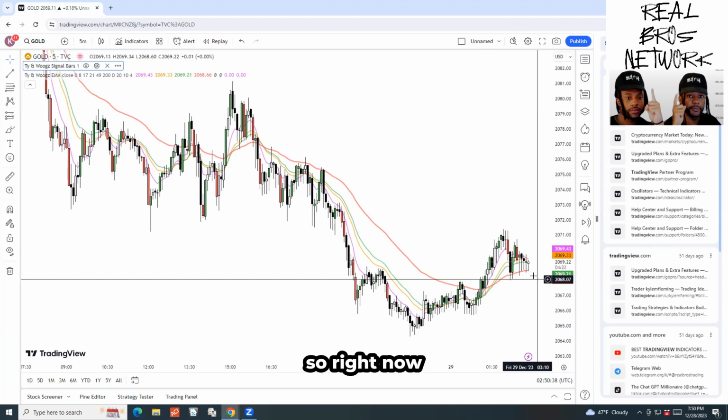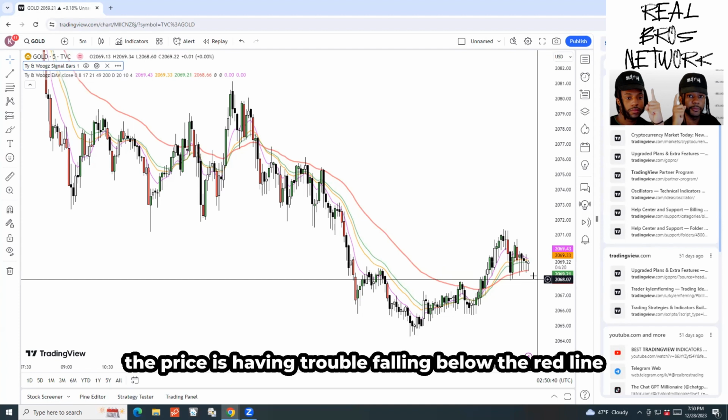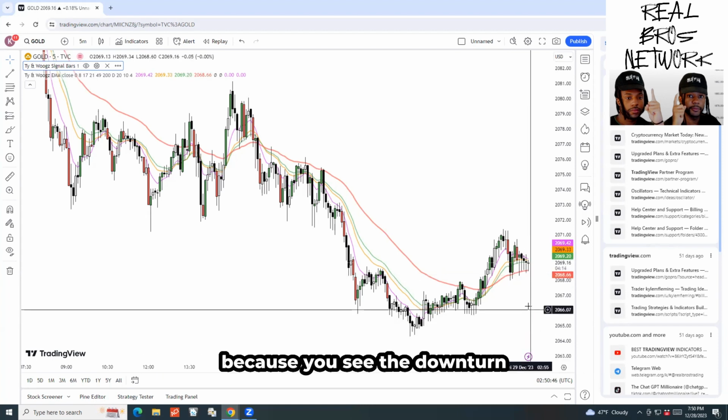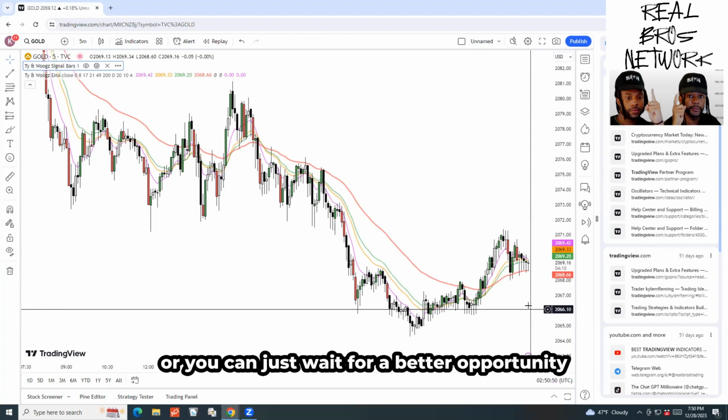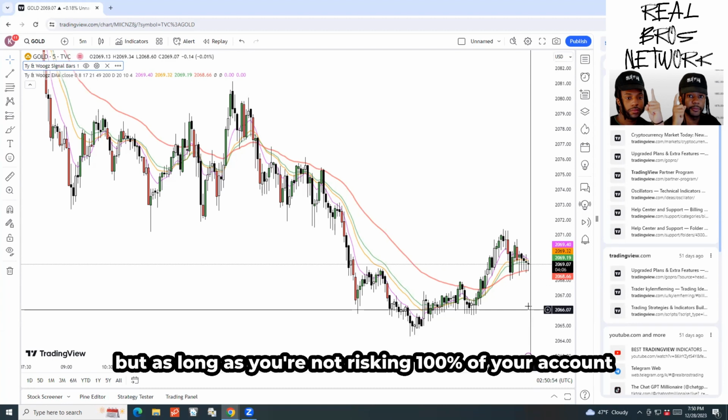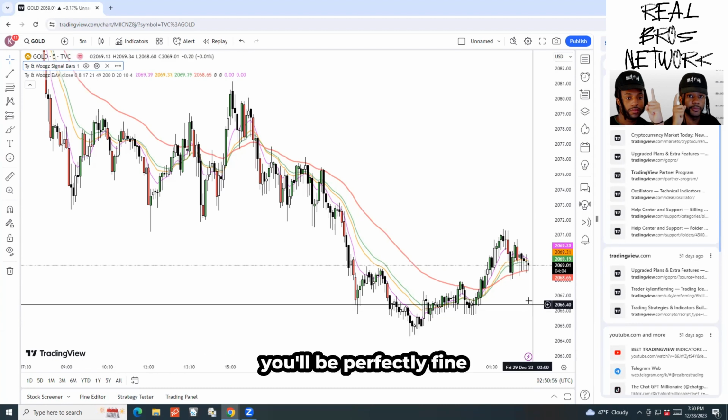So right now, the price is having trouble falling below the red line. So you can either sit through that in your sell because you see the downtrend, you saw the red candle, or you can just wait for a better opportunity. You have either choice, but as long as you're not risking 100% of your account, you'll be perfectly fine.